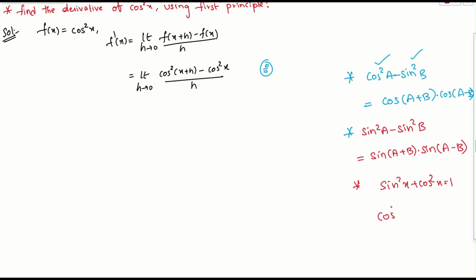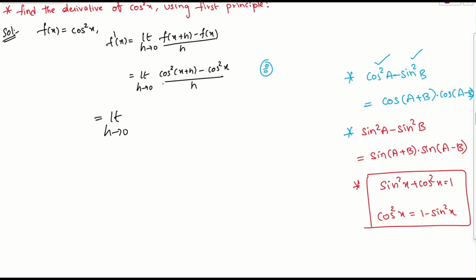So from this, cos square of x will be 1 minus sine square of x. Simply, I'll be applying this formula in this case. Whatever I'm writing on the right side is completely the formulas or the properties I'll be using here. So this will be limit h tends to 0. This is in the form of cos square theta, which is 1 minus sine square theta, where theta is x plus h, minus again cos square x, 1 minus sine square of x, by h.